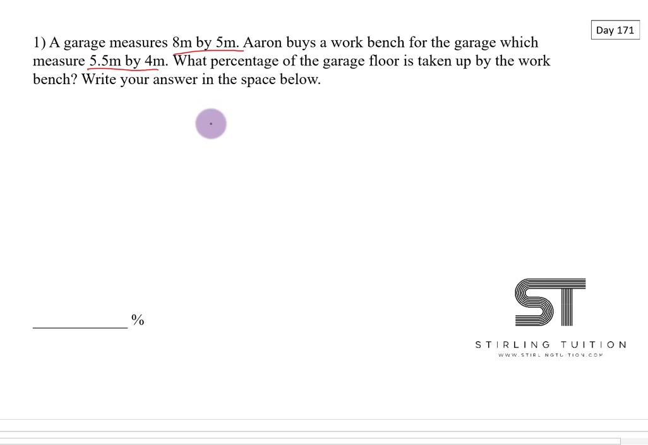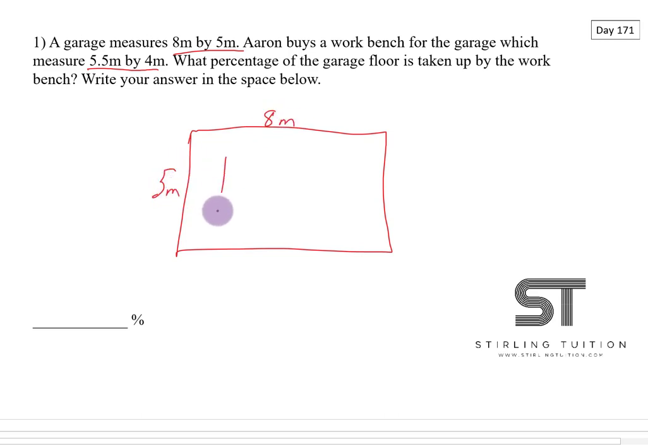So with this, because it's written in words, it's much easier if we draw a visual representation. So the garage floor, we've got 8 metres here by 5 metres here. And then we've got this workbench which will sit in here somewhere. We don't know where, but it doesn't matter where we put it, which is 5.5 metres by 4 metres. So we need the area of the whole garage first. So the area of the whole garage is simply 8 times 5, which is 40 metres squared.